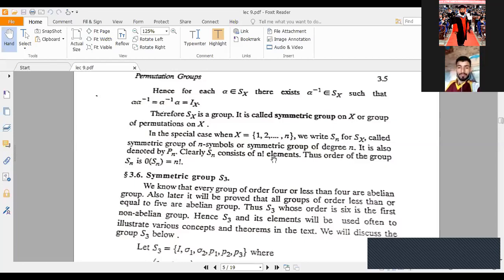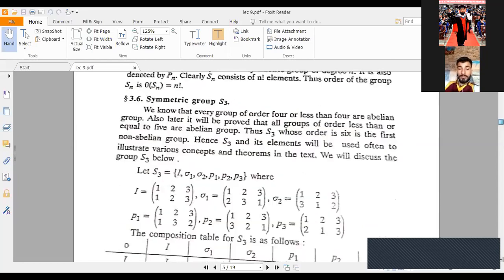It means 6. And every element is a mapping. Every element in A sub n is a mapping or function. There are 6 different mappings. The order of the group Sn is n factorial. Okay. Now the symmetric group S3. S3 means 3 elements. See here, X with 3 elements, maybe X1, X2, X3.